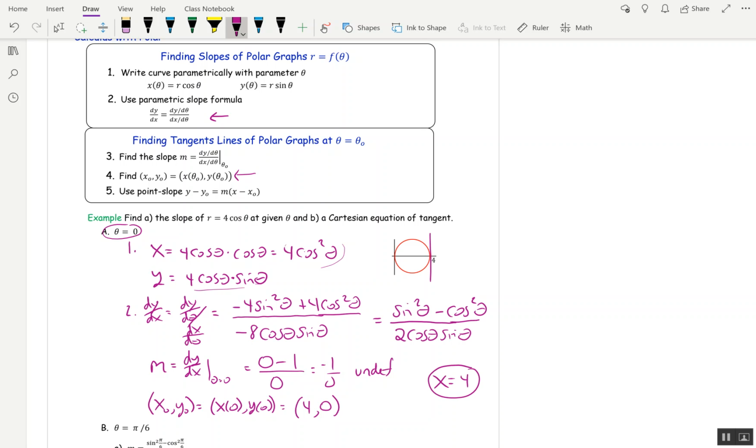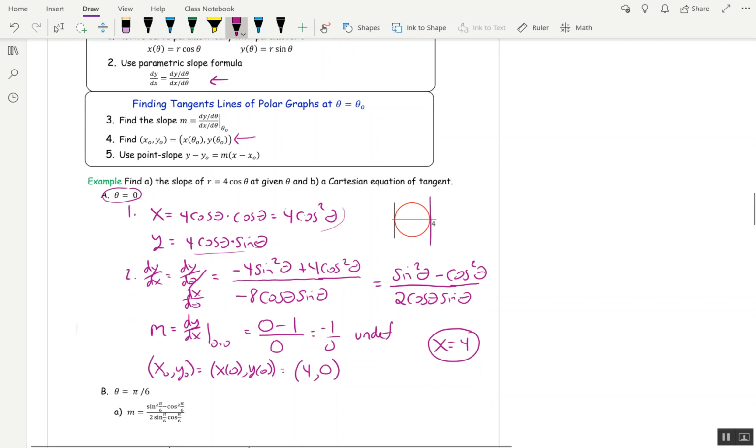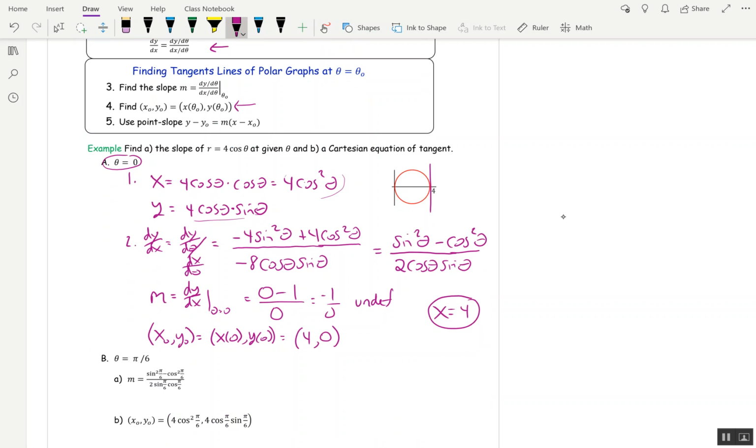All right, let's do the exact same thing except at pi over 6. Now, we've done a lot of the work. Steps 1 and 2 do not need to be redone. X is still 4 cosine squared, y is still 4 cos theta sine theta, and dy/dx is the same. The only thing that's going to change is steps 3, 4, and 5. All right, so for step 3, I take this slope formula here and I put in pi over 6, which I've already started for us.